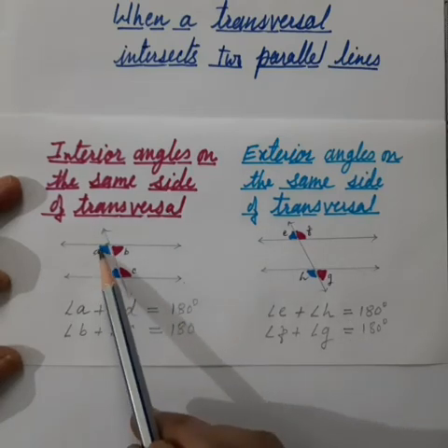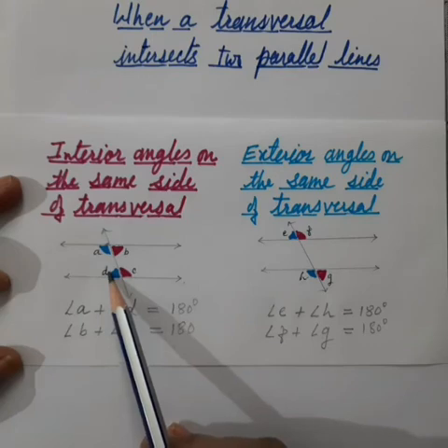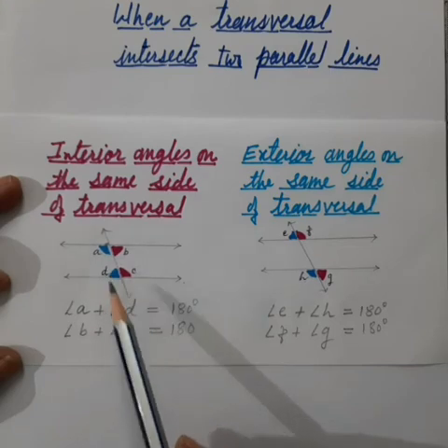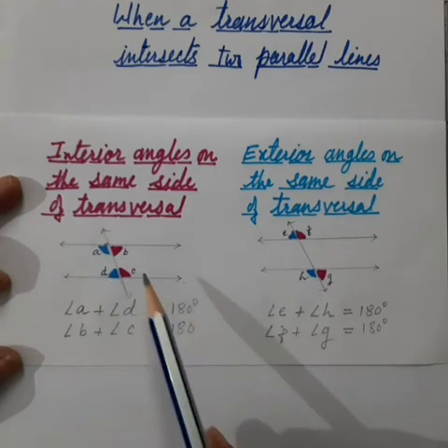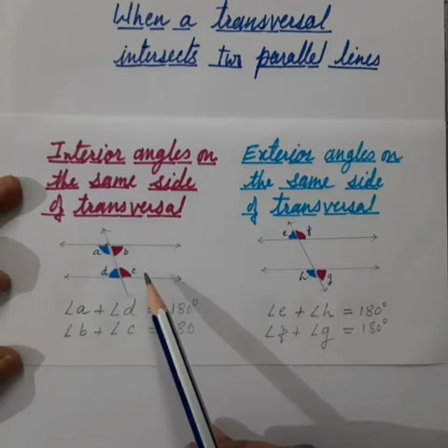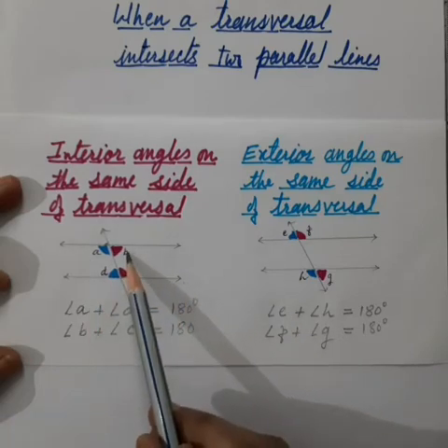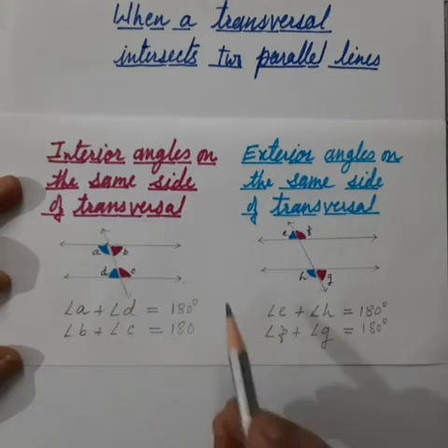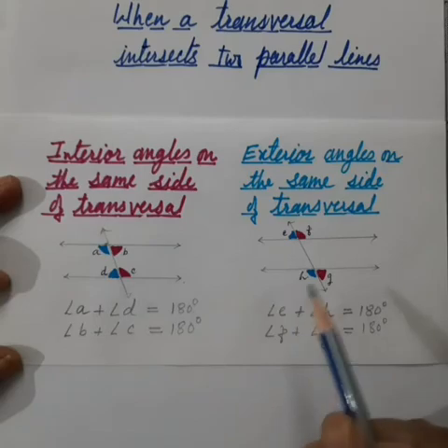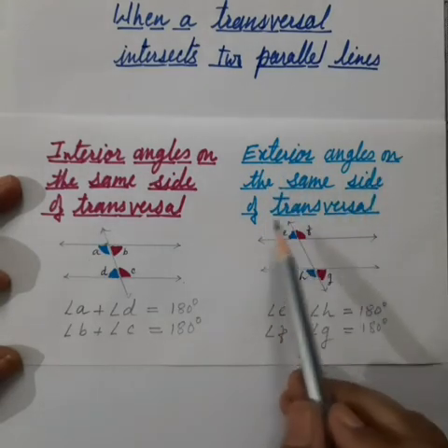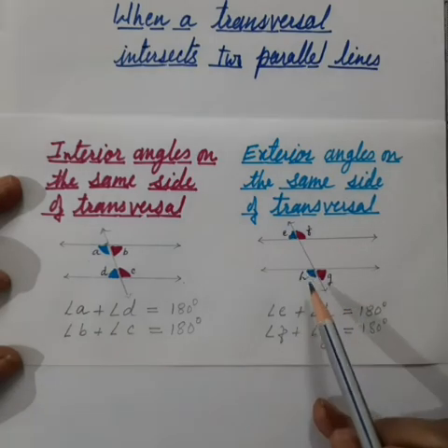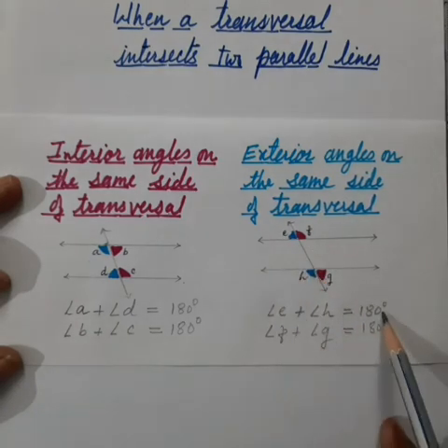These two angles, angle A and angle D, are interior angles on the same side of the transversal. So the sum of angle A and angle D is 180 degrees. Similarly, angle B and angle C are also interior angles on the same side of the transversal. So the sum of these two angles is also 180 degrees. In the same way, exterior angles on the same side of the transversal are also supplementary. It means the sum of exterior angles on the same side of the transversal is also 180 degrees.